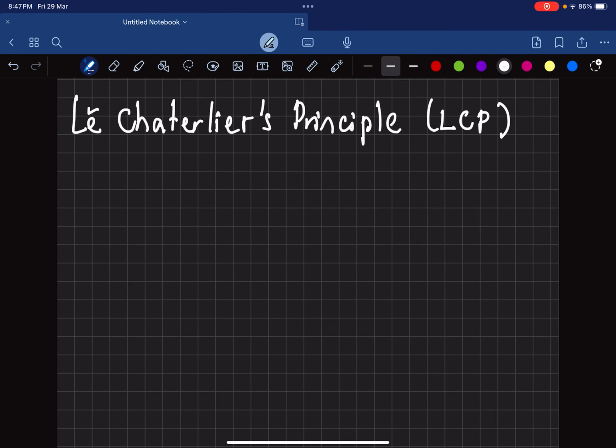Right, folks, so this is Le Châtelier's principle. This is what I want to talk to you about today. This is an important principle. It helps us to understand reactions which are reversible.